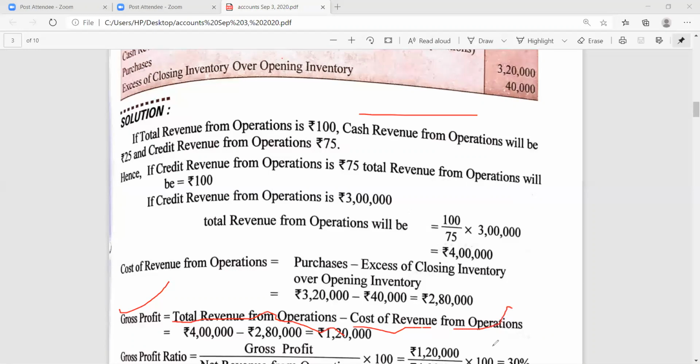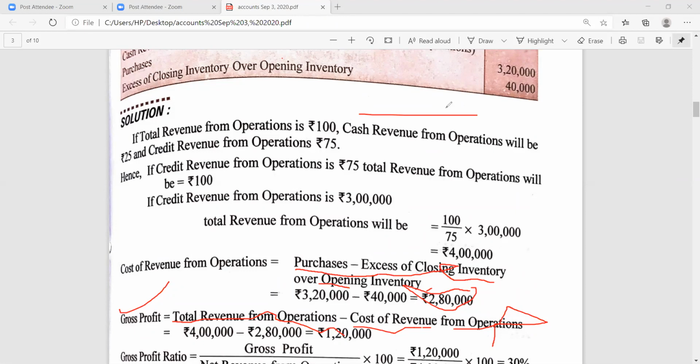How is the cost to be calculated? It is calculated using the formula: purchases minus excess of closing inventory over opening inventory. With the help of this, you can calculate the cost of revenue from operation. That is 2,80,000 rupees, our cost of revenue from operation. Total revenue from operation is our 4 lakh. If we subtract both of these items, we will get our gross profit.